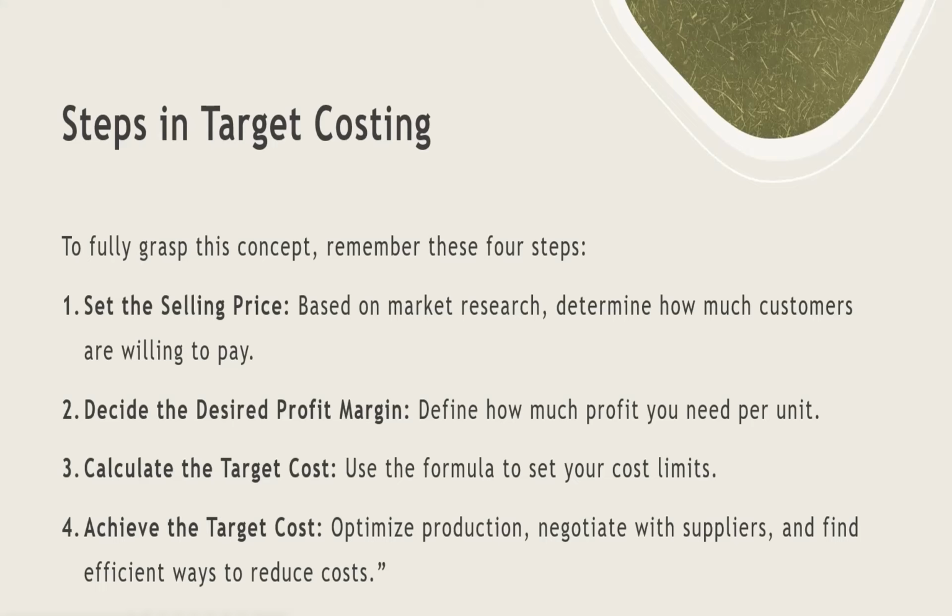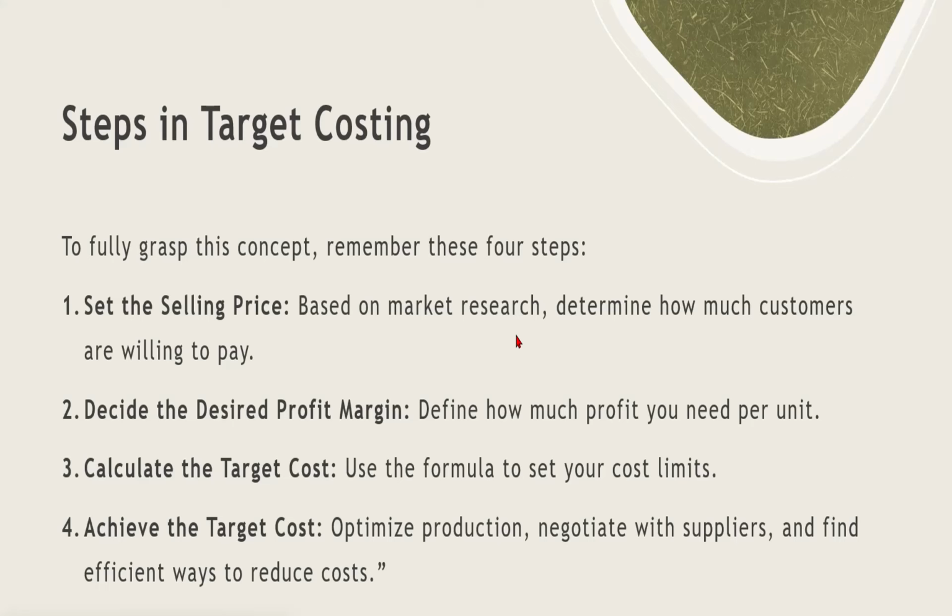So as I said, the first step is to find out the selling price, and for that you need to conduct market research. Based on that market research, you will get to know how much customers are willing to pay for that product. The next step is to decide the profit margin. The profit margin means how much profit the company or shareholder wants per unit. Then we will calculate a target cost, as I mentioned in the formula earlier.